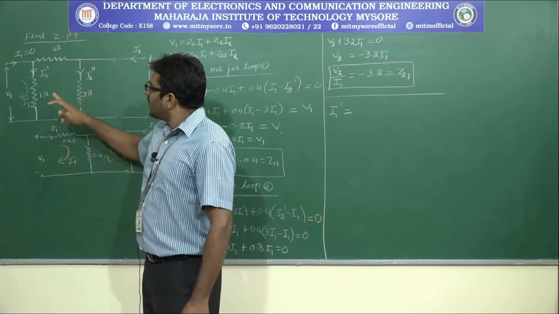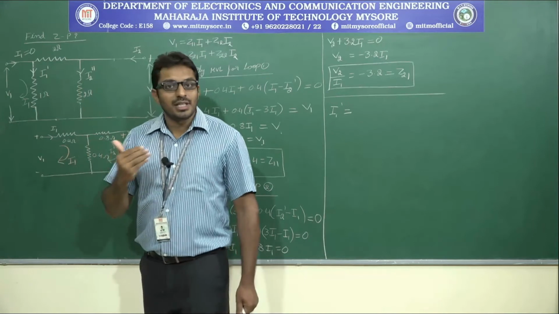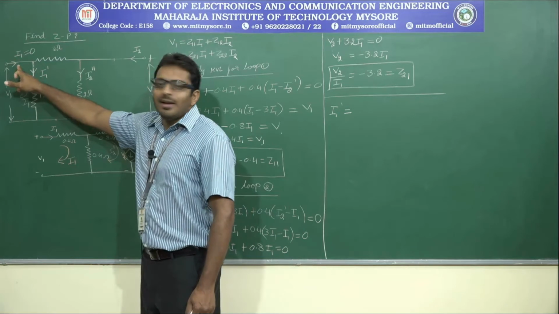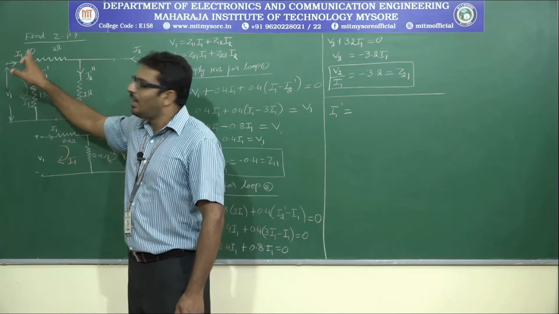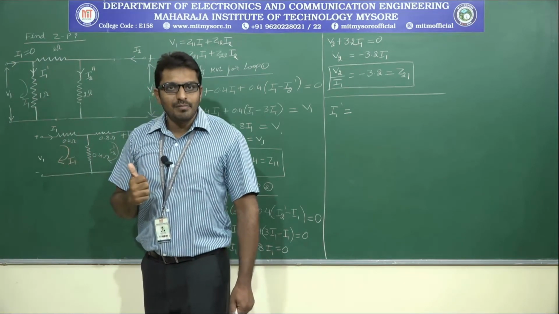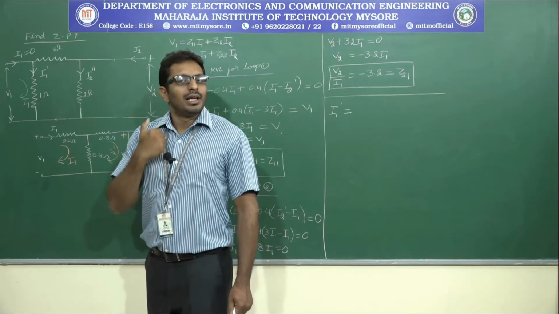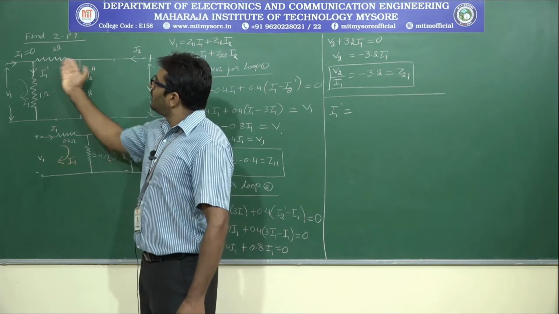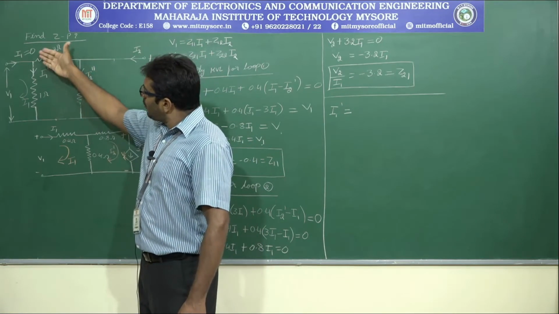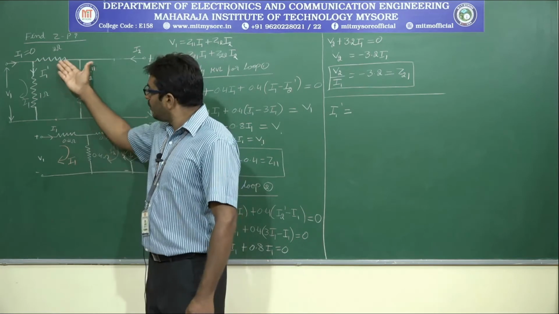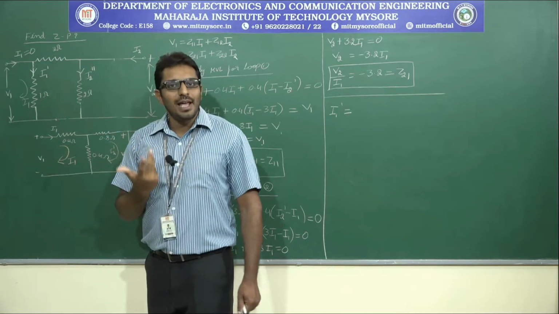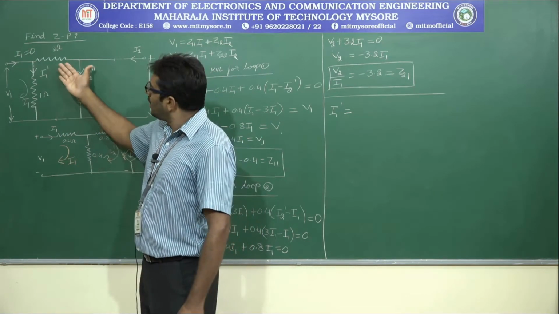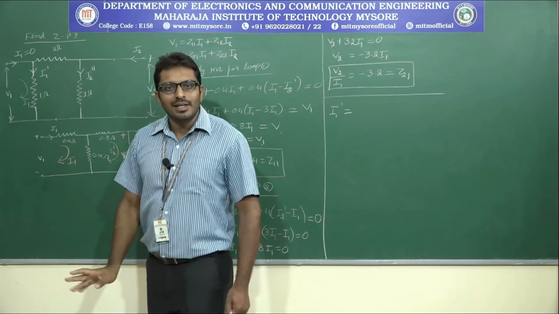Remember, we can consider these 1 ohm and 2 ohm resistances connected in series, because this terminal behaves like a redundant terminal, since it is an open circuit terminal. Current does not flow through that terminal, therefore whatever current flows through this 2 ohm resistor, the entire amount of current flows through the 1 ohm resistor. So we can consider 2 ohm and 1 ohm connected in series.